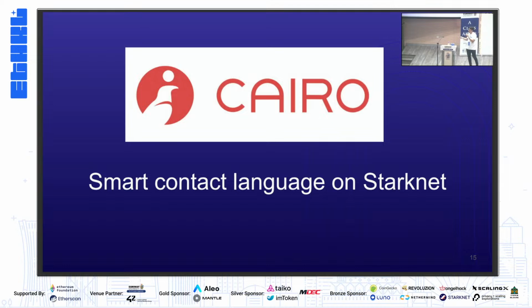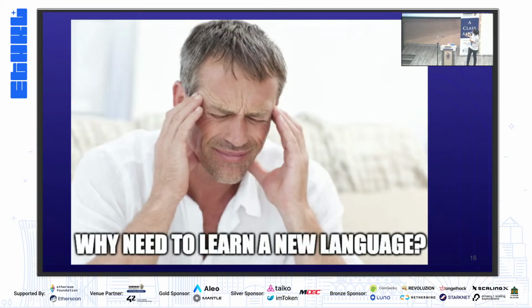And that's basically about Starknet. Starknet has native account abstraction, and we went through the motivation of why we need Starknet to scale blockchain, and account abstraction is cool. And I would like to introduce you to something that is very unique to Starknet: Cairo. Cairo is a smart contract language on Starknet.